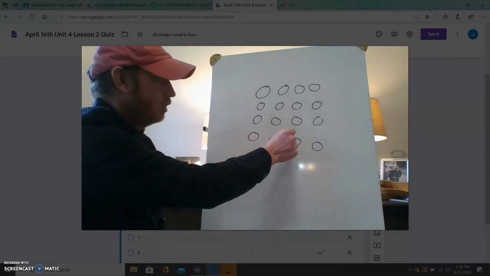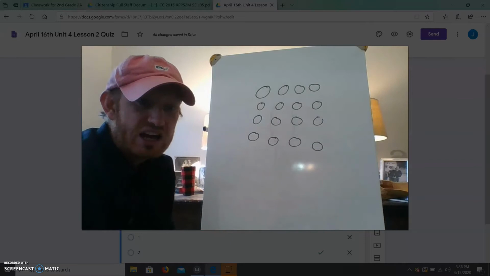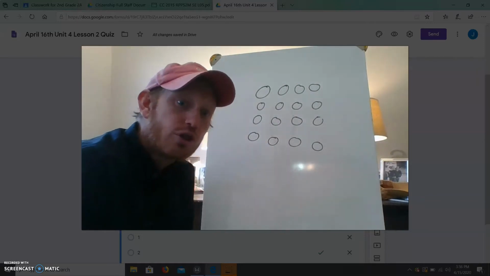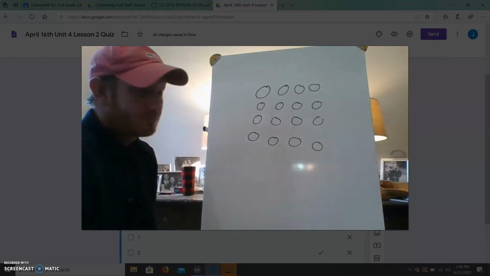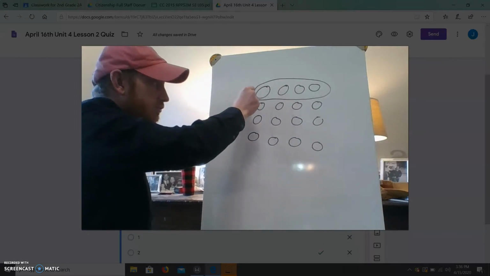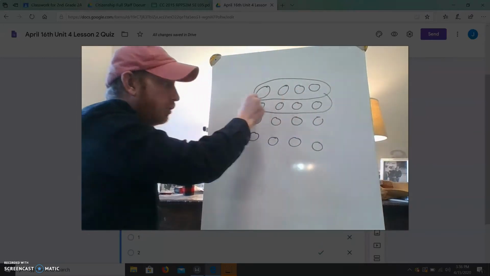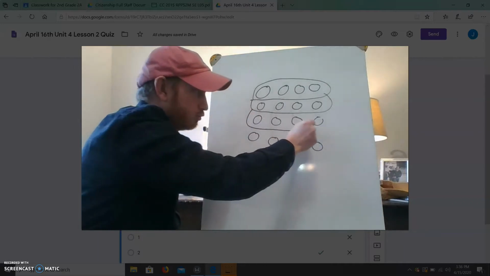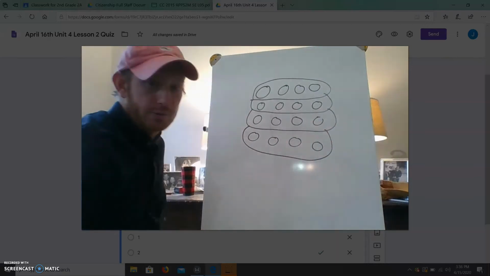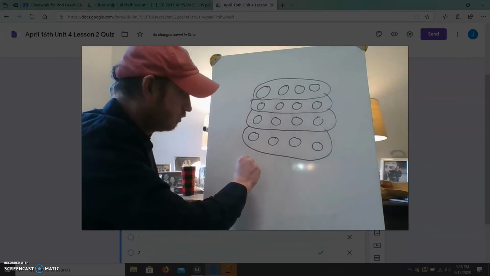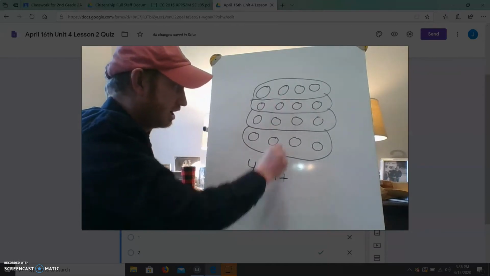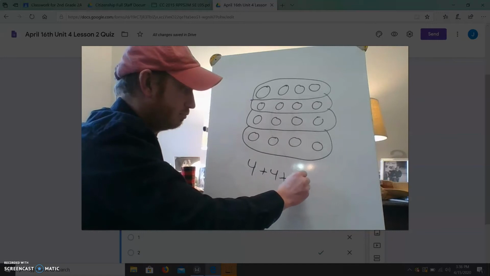So this question is a lot like the question we had in our practice where it was 3 on each side. Because now we have 1 group of 4, 2 groups of 4, 3 groups of 4, 4 groups of 4. So our number sentence would be 4 plus 4 plus 4 plus 4.